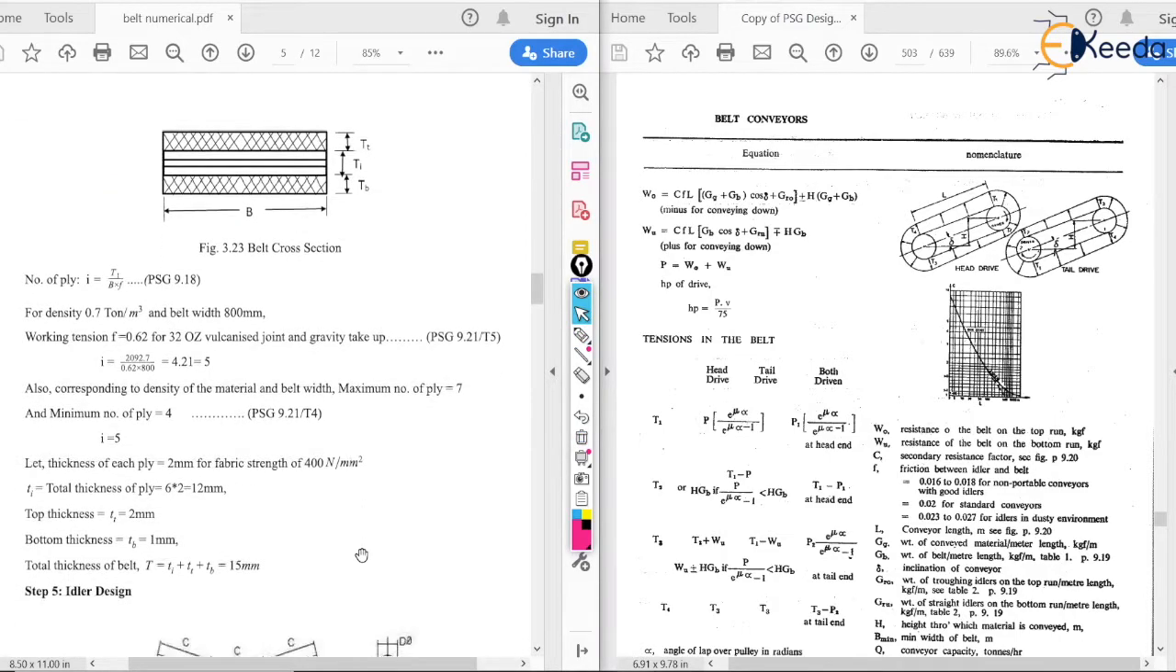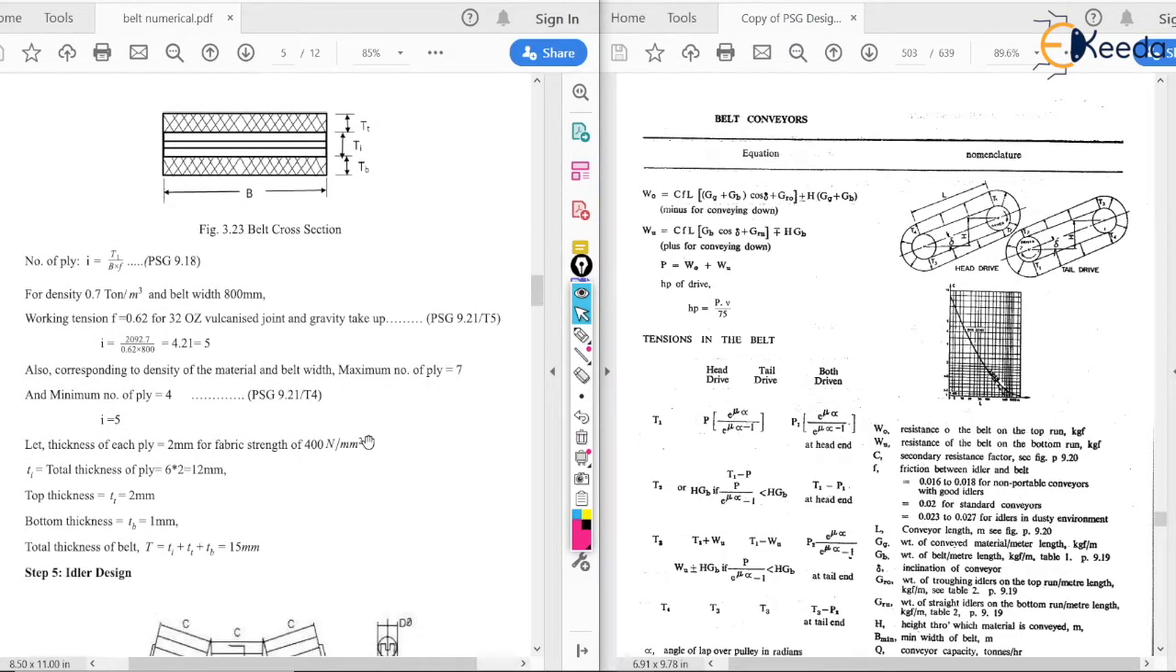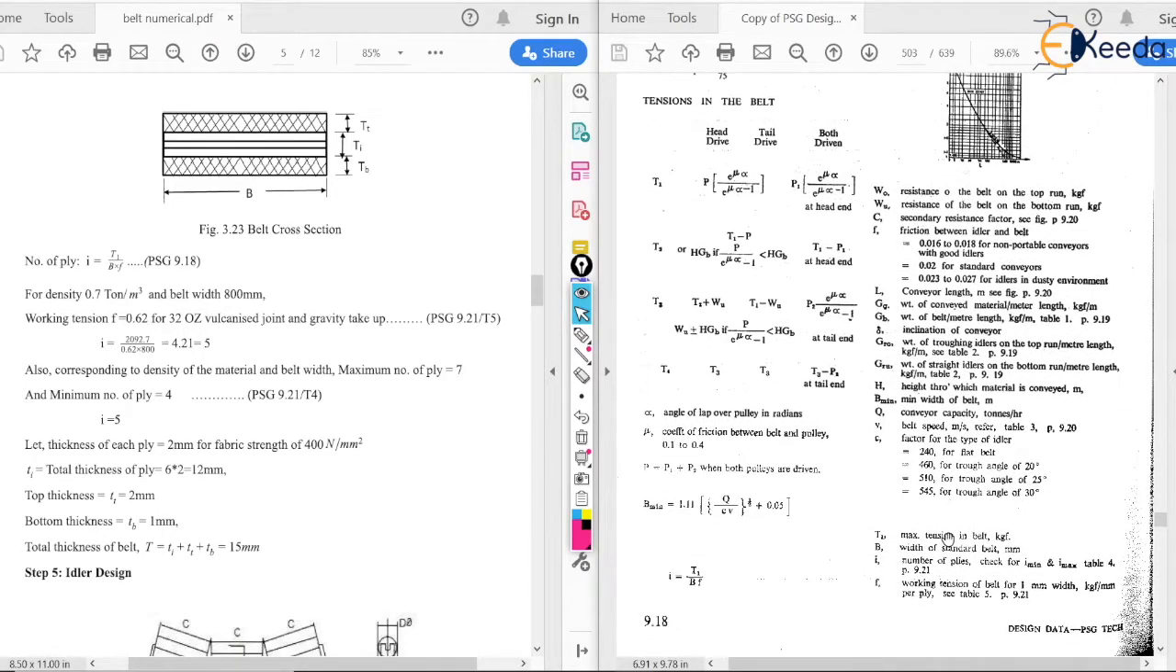Now let's move to the number of plies. For that we will have to go to PSG 9.18. Now this is the formula for the number of plies, that is I. I stands for the number of plies. Here we have the formula T1 by B into F, where T1 is the working tension.